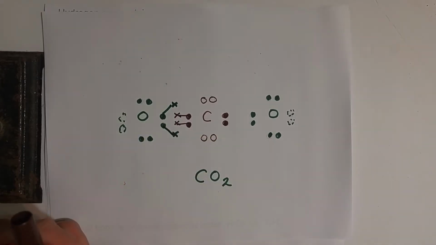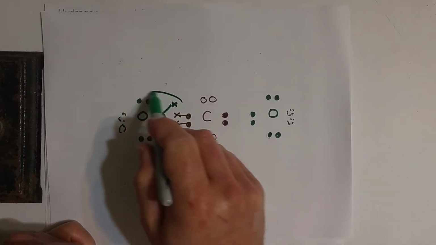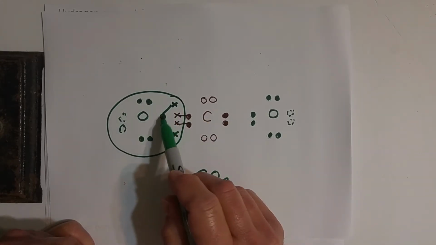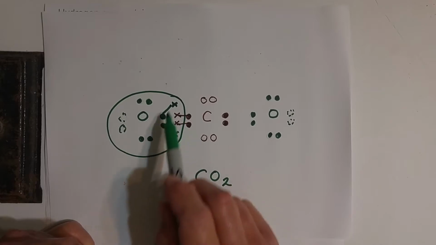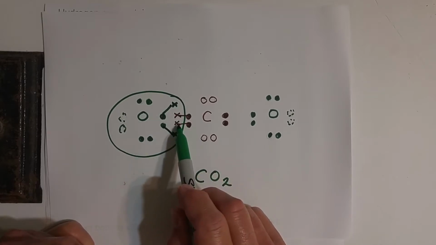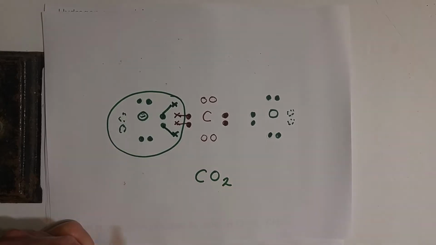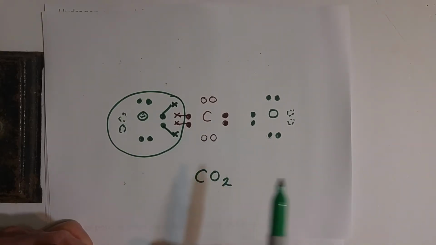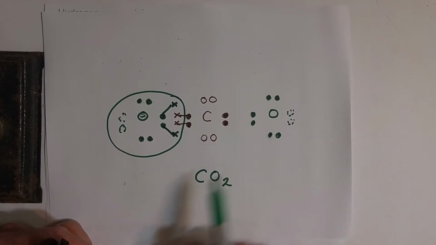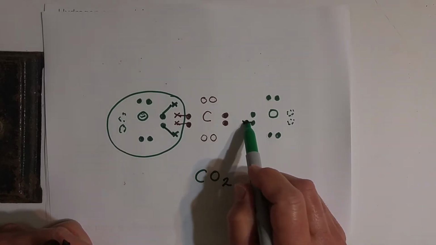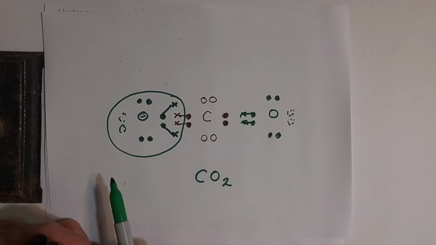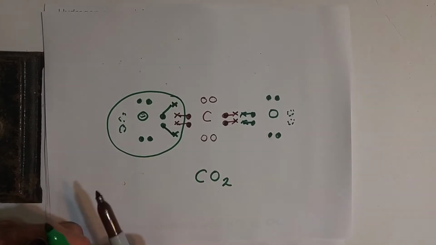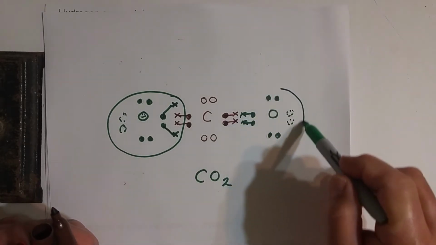So this oxygen is now complete. It has a full octet. 2, 4, 6, 8. Its original 2 and the 2 it borrowed. It's done. It's happy. The carbon is not complete yet. It would like to share another 2. That's where the second oxygen comes in. This oxygen says, I'll share. And the carbon goes, not a problem, I'll share back. That's perfect. This oxygen is now complete.